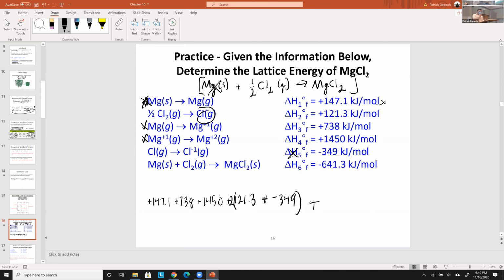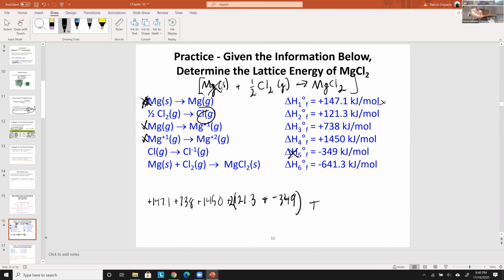because your total product is going to be MgCl2, not MgCl. Looking at this right now, it's not technically balanced because you have 1/2 Cl2, which is kind of just Cl, but on the right side you have MgCl2. That's why we're multiplying the middle by 2, because it's going to happen twice for Cl.